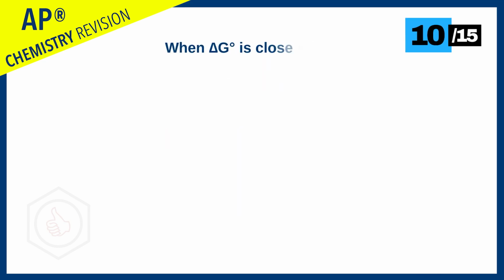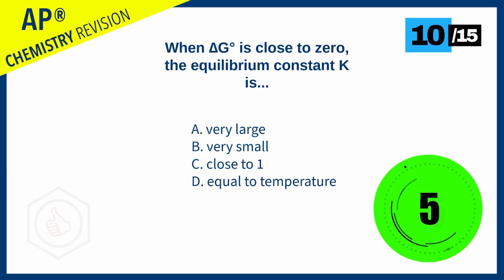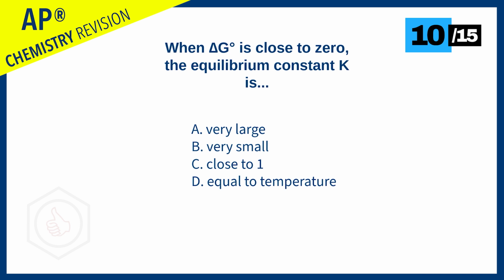When delta G is close to zero, the equilibrium constant K is very large, very small, close to 1, or equal to temperature. The answer is close to 1, because remember delta G equals minus RT ln K. Well, if K equals 1, then ln 1 equals 0, so delta G is going to equal 0.